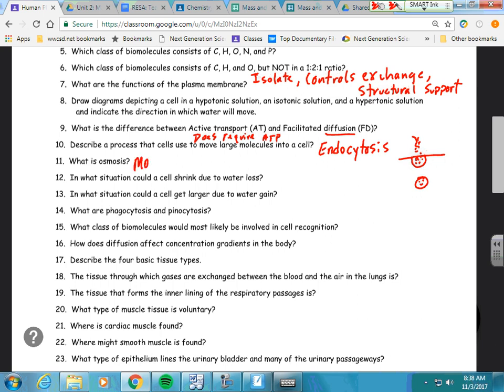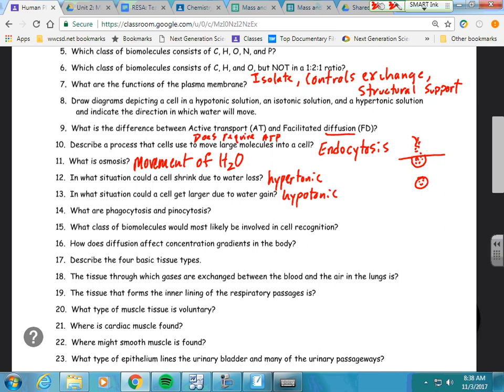Osmosis was actually one of our vocab words. And osmosis is referring to H2O specifically, water across the cell membrane. In what situation could a cell shrink due to water loss? That would be when it's in a hypertonic solution. In what situation could a cell get larger due to water gain? That would be a hypotonic solution.